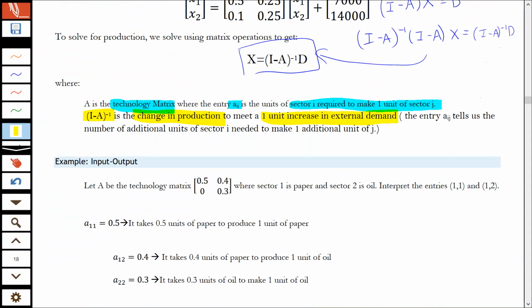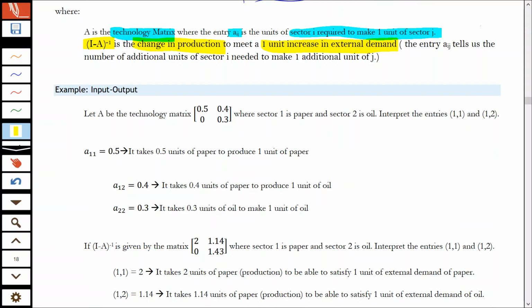Okay. So if we're looking at the technology matrix of 0.5, 0.4, 0, and 0.3, where sector 1 is paper and sector 2 is oil, what this is telling us, right, we want to make sure we understand that if sector 1 is paper, we've got our paper, and then we have oil. Our entry of 1, 1, so that's 0.5 there. Our sectors go in the same order, paper, oil, paper, oil. So this 0.5, A11, is telling us that it takes 0.5 units of paper to produce 1 unit of paper. We kind of think about it as in the side, out the top.